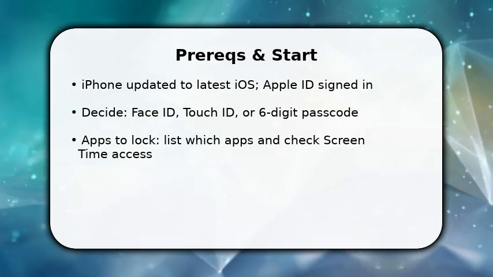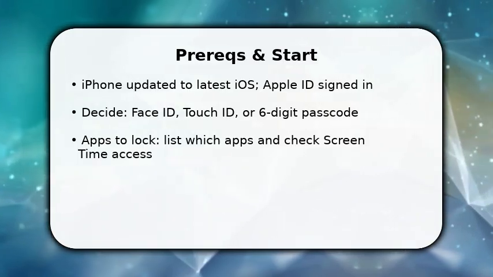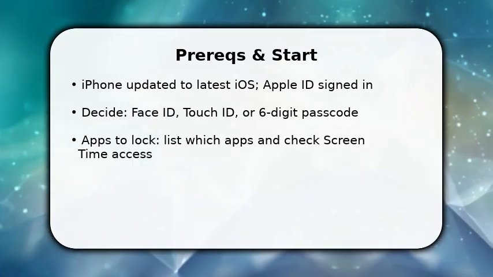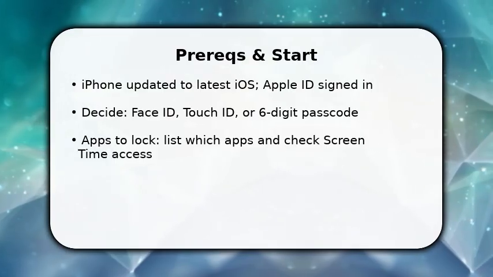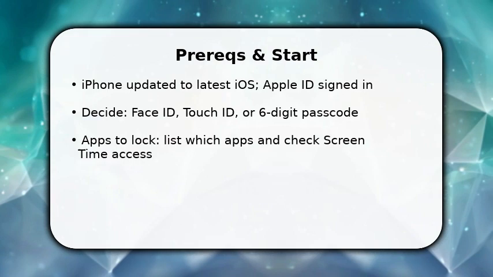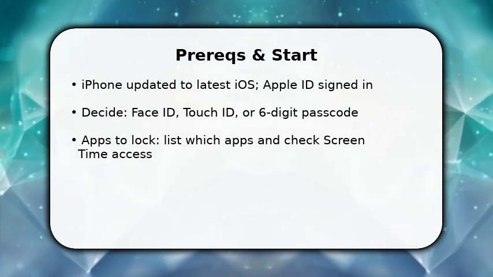First actionable step: open Settings, tap Screen Time, and enable it if it's off. Set a screen time passcode different from your device passcode so apps can be restricted separately. This separation prevents accidental unlocking of app locks.